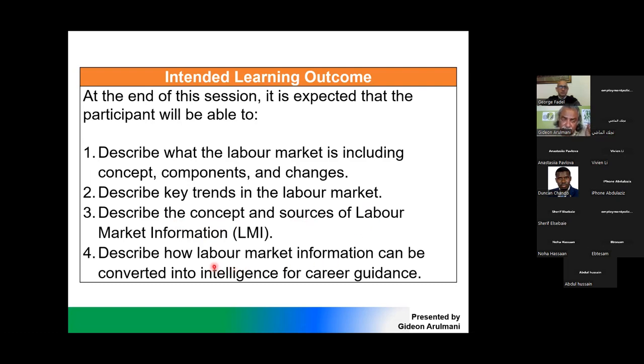And then finally, describe how LMI, labor market information, can be converted into intelligence. You have labor market raw data. Now we must be able to take that raw data and convert it into something that's relevant to our clients. How do we do that is a point that we're going to discuss today.